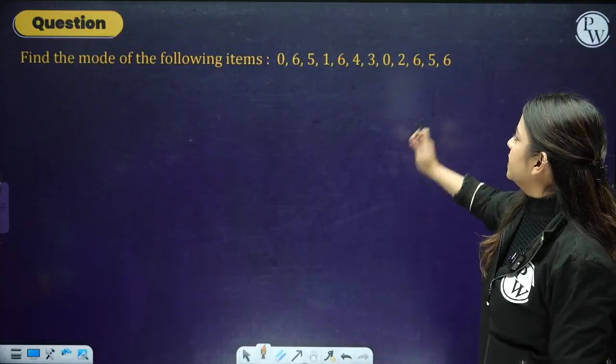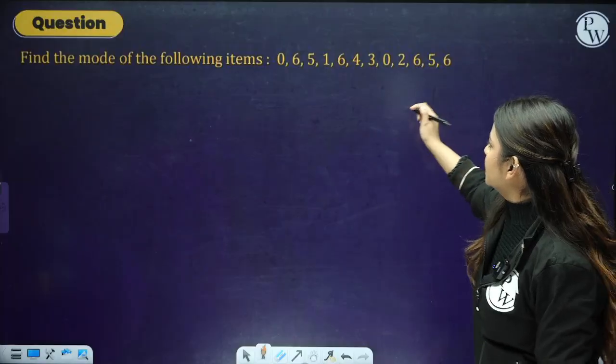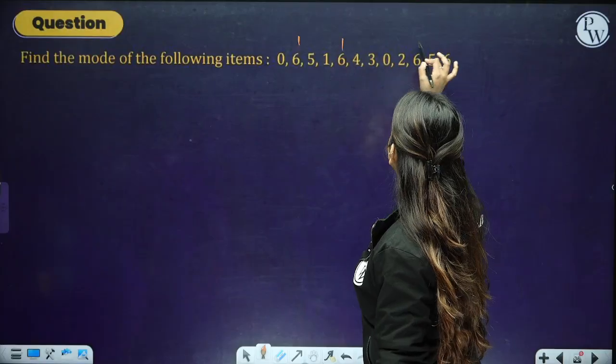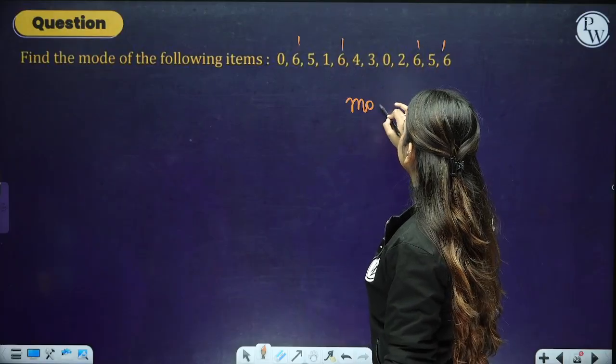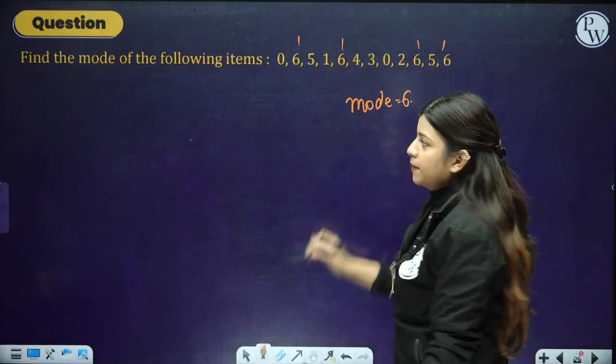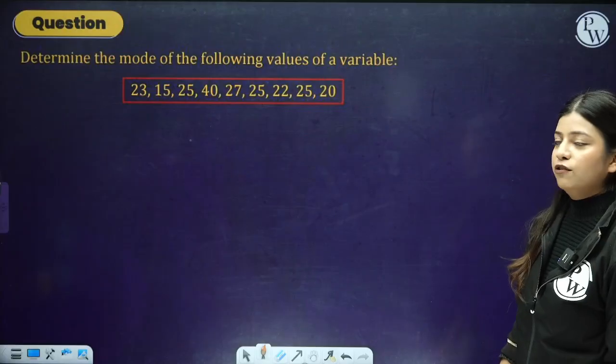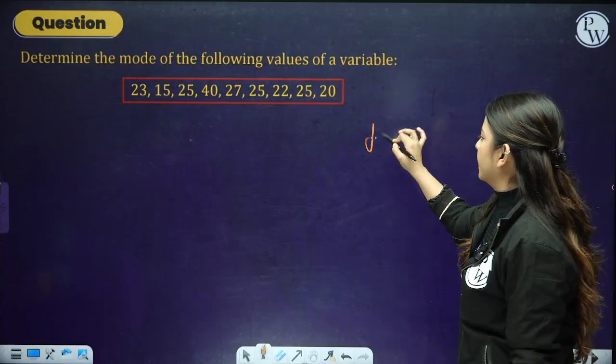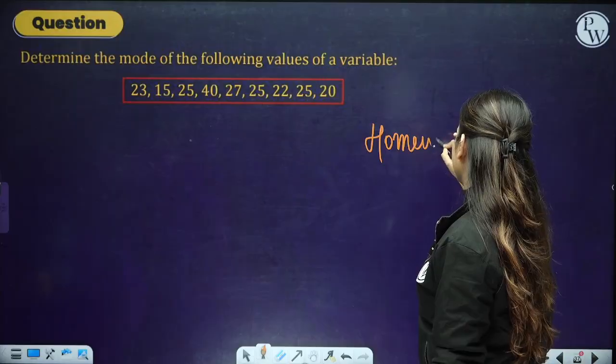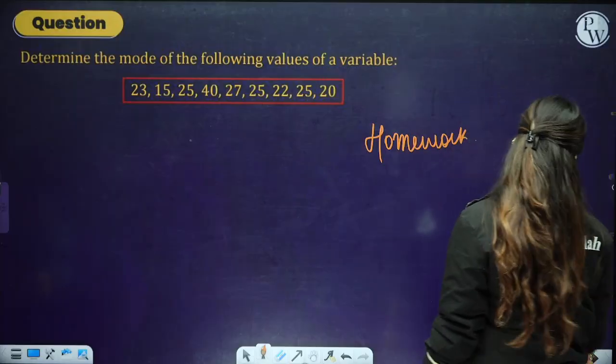So in this data, as we can see, 6 is the number that is coming 4 times. So what will be the mode of this data? 6. As simple as that. Okay, so determine the mode of the following. The number which is coming the maximum number of times becomes your mode. You can comment the answer down.